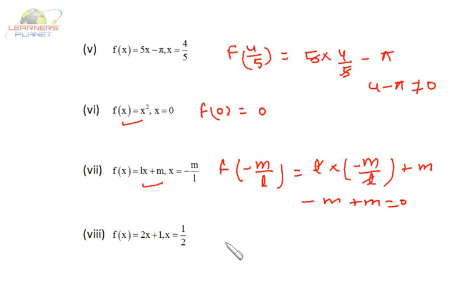Okay. Now let's see this. In this case we have to calculate the value of this polynomial when x is equal to 1 by 2. So f of 1 by 2 is 2 into 1 by 2 plus 1. So we are getting 2. That means this number, that is half, is not the 0 or root of this polynomial, since we are not getting 0 in this case if we put x equal to 1 by 2.